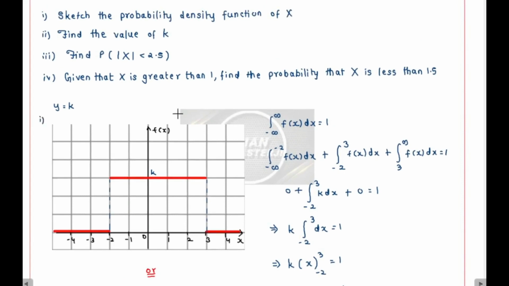This was the first part. It answers the second part here. Let's go to the third part. What is the third part they are asking? They are saying find the probability of mod of x being less than 2.5.